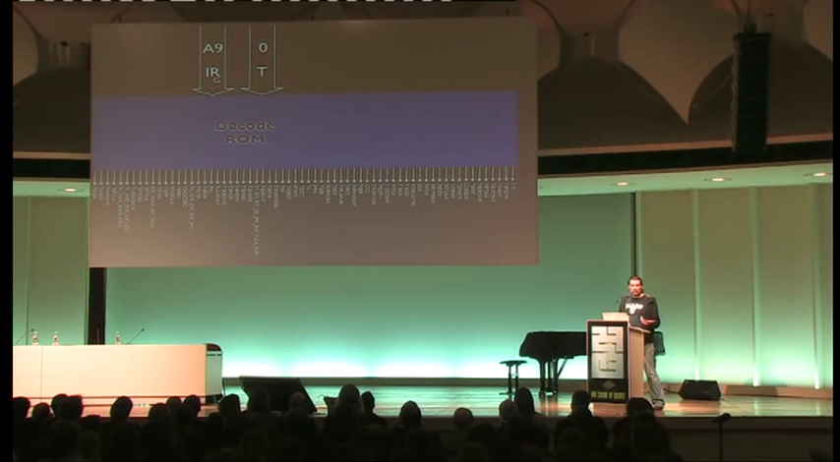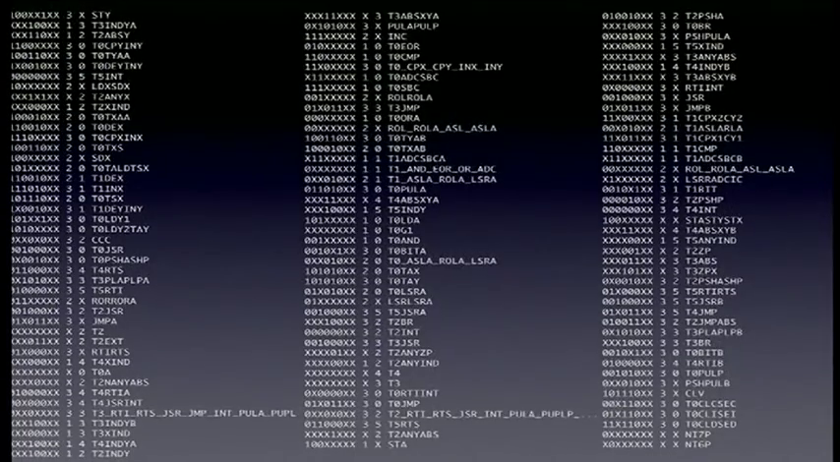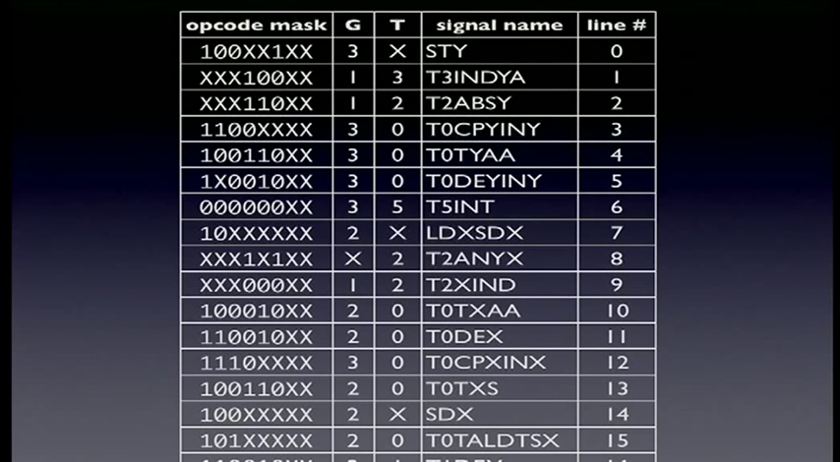And it's not always just one line. It can be any number of lines. For example, in this case, these four lines will fire. So this is the complete decode ROM. Let's look at the first ones in a little more close-up.